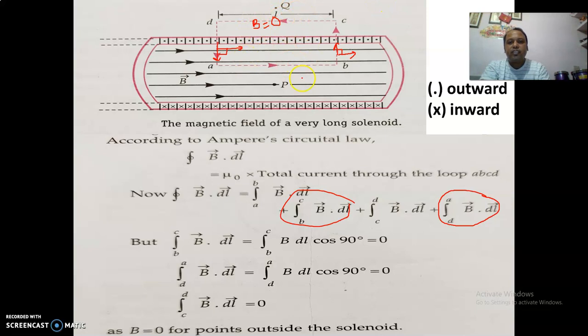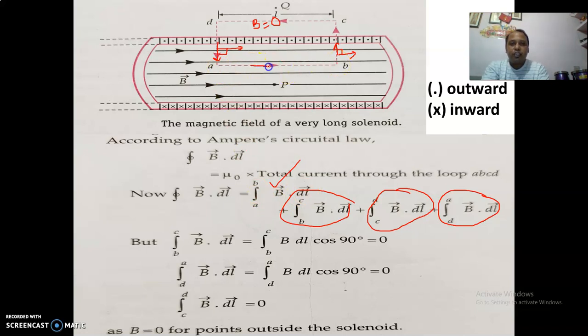So the magnetic field itself is 0. So integration B dot dl, that is the third term from C to D, is 0 because the magnetic field itself is 0. So the third term also is 0, and we are left with only the first term here. So integration B dot dl will be equal to integration B dot dl from A to B only. That is, this portion we have to consider.